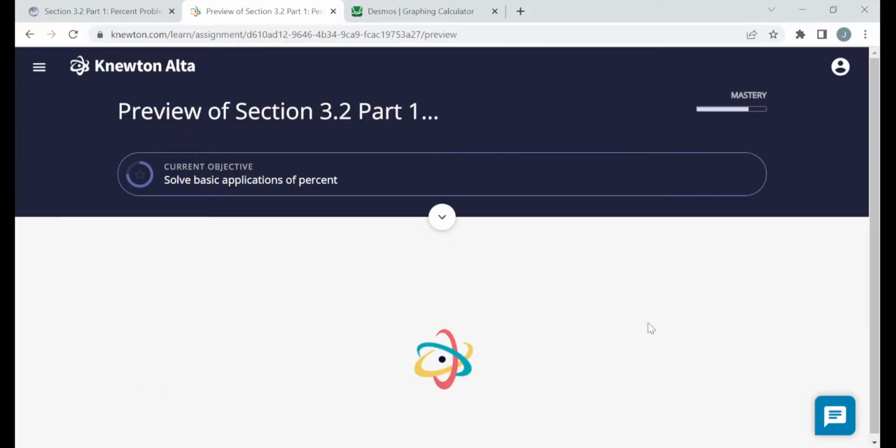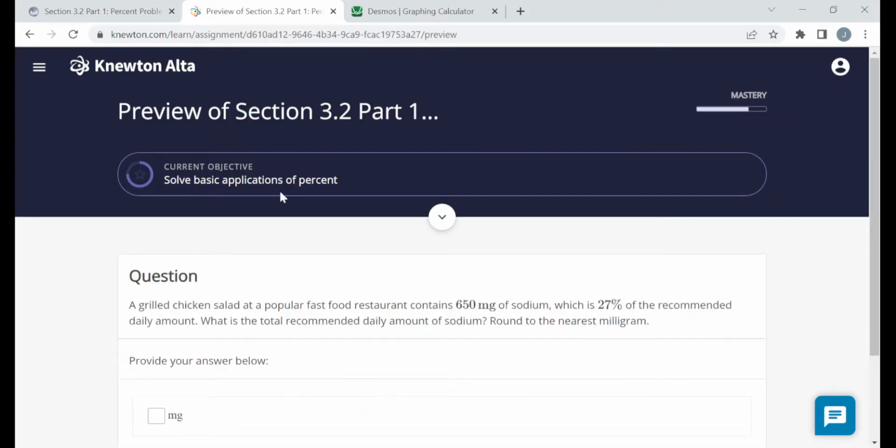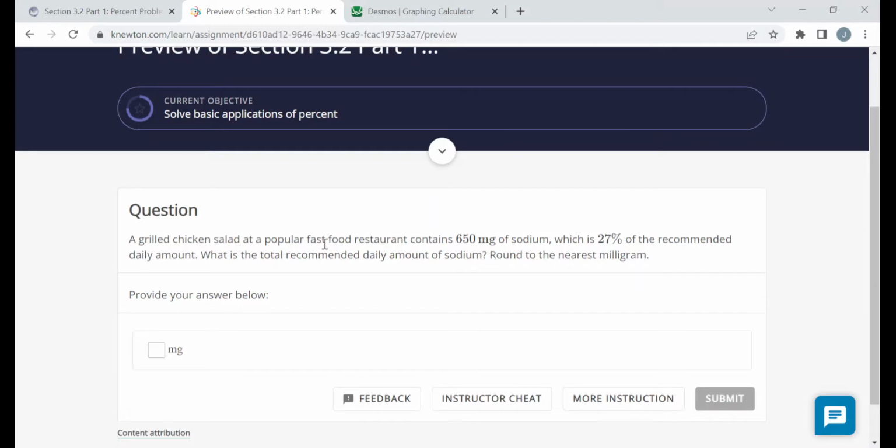All right, next. So one more of these basic applications of percent. So here, it's another kind of sodium deal. It's like the carbohydrates, but this time with sodium and milligrams instead of grams. So a grilled chicken salad at a popular fast food restaurant contains 650 milligrams of sodium. This 650 milligrams is 27% of the recommended daily amount. So what is the recommended daily amount of sodium, rounded to the nearest milligram?